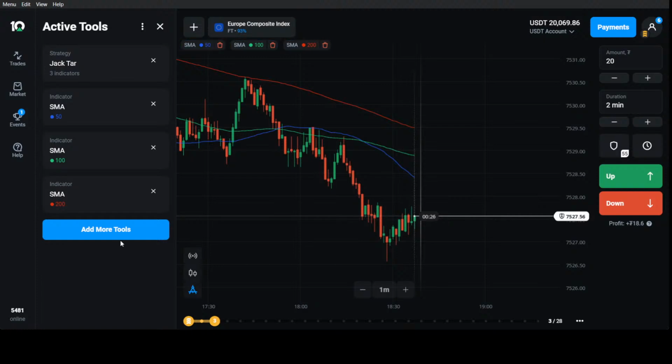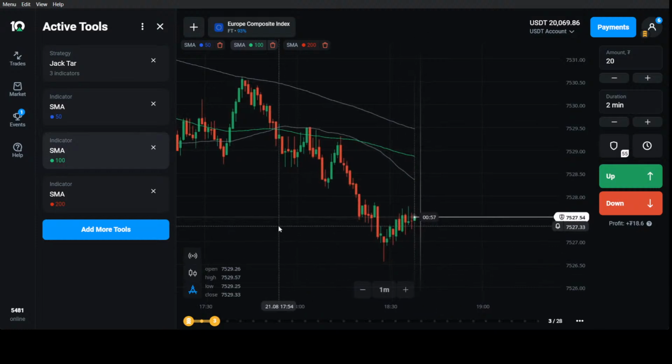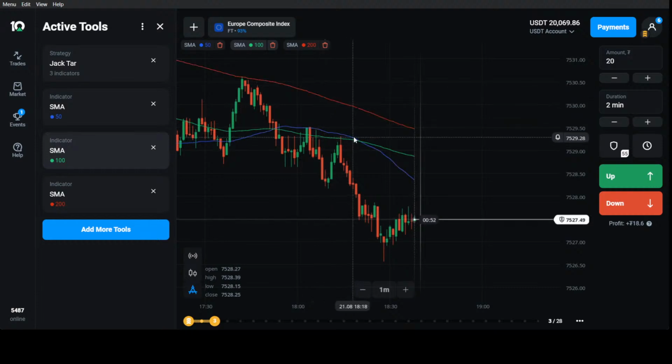When you enable this strategy, we see that three lines come up in our graph. The red line is the 200-period SMA, which is the strongest line. The green line is the 100 and the blue line is the 50. So here are three SMAs, 50, 100 and 200. These three lines together make the Jagtar strategy. I hope this is clear to you so far. What are these three lines and how does this work? We will be talking about that.